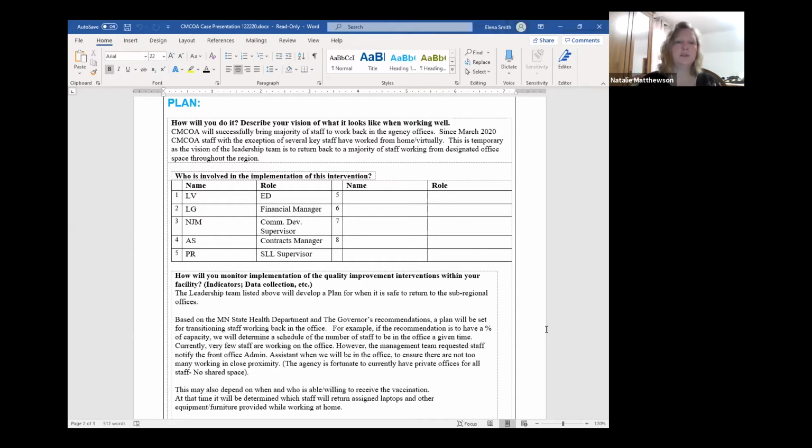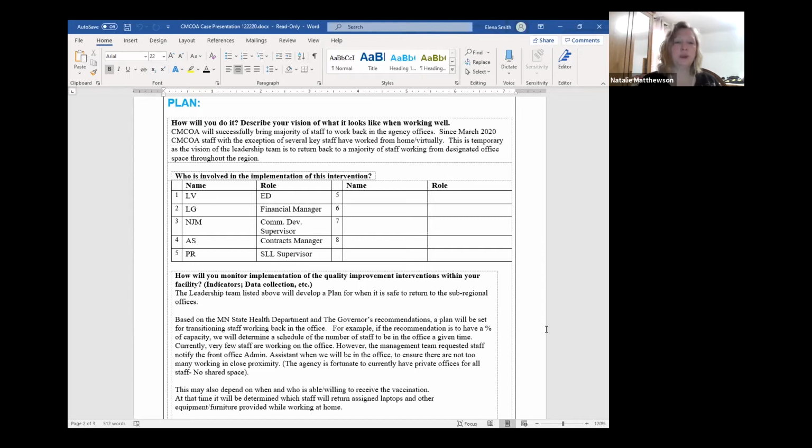The vision is that we will successfully bring the majority of the staff back to work in the agency offices. We have a main office in one of the cities in our 14 counties that we serve, and then several satellite offices within our 14 counties. As I mentioned, in March we all started working from home. This is temporary, as the vision of the leadership team is to bring the majority of the staff back working in the office when it's safe.